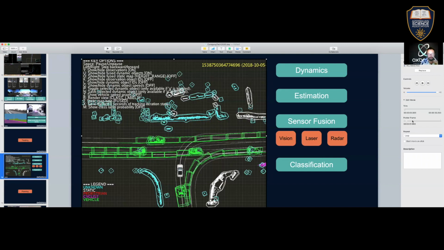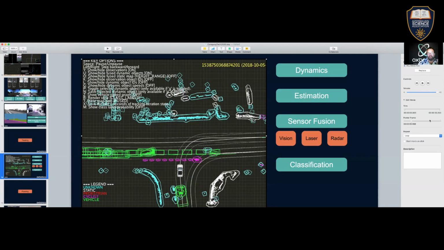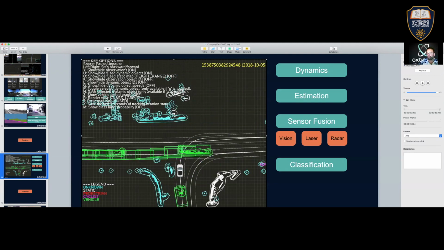Some cyclists come past us. We're waiting, and I don't know if we ever take off. Do we ever go? Yeah, and we drive. Eventually, we get to drive off.